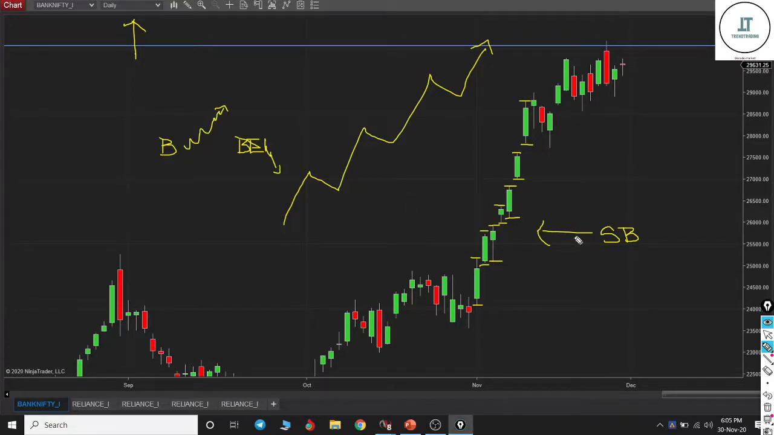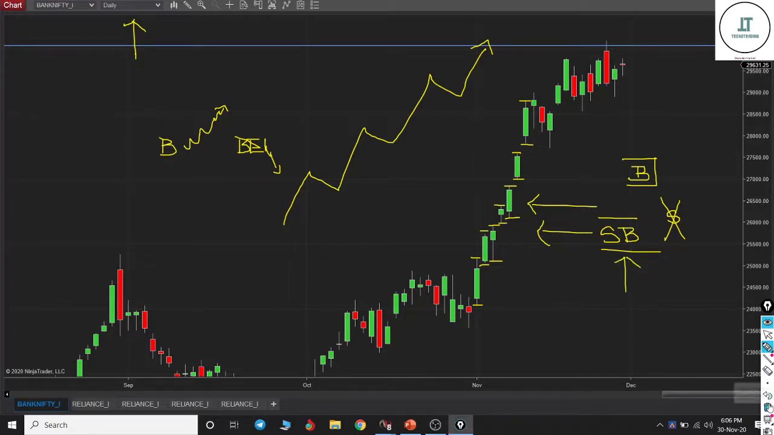So this kind of activity, every single candle forming a higher high and higher low, clearly tells us in a daily time frame that this stock is super bullish. Never ever think of shorting the stock. Your only aim should be to plan for a buy side trade because the trend is super bullish.